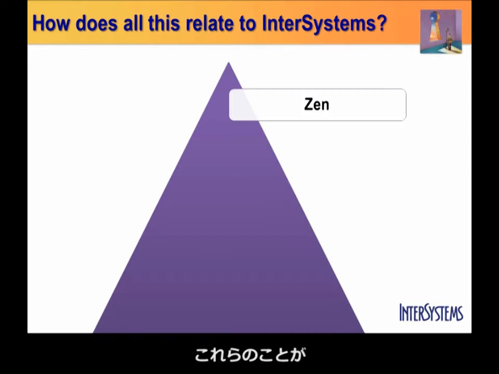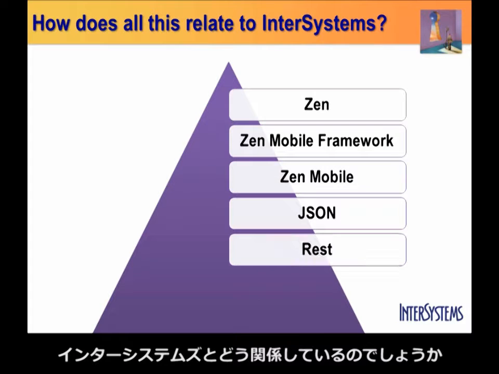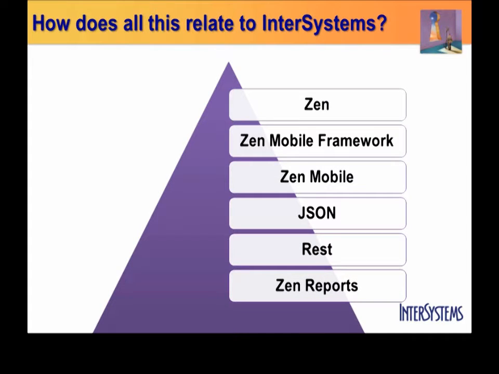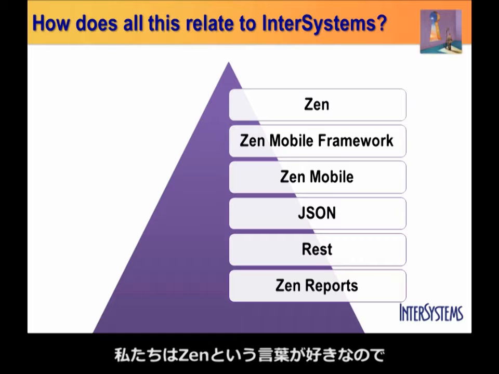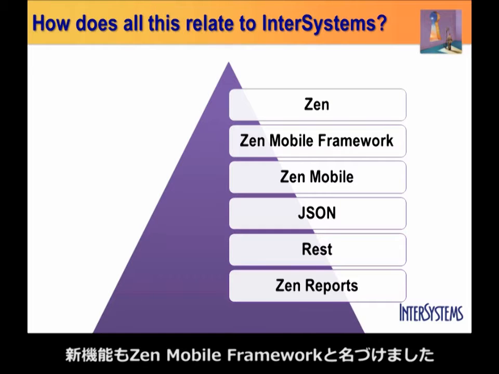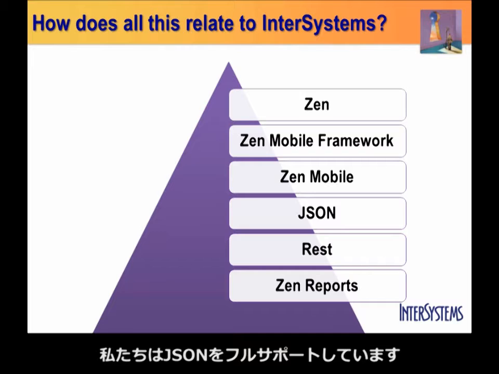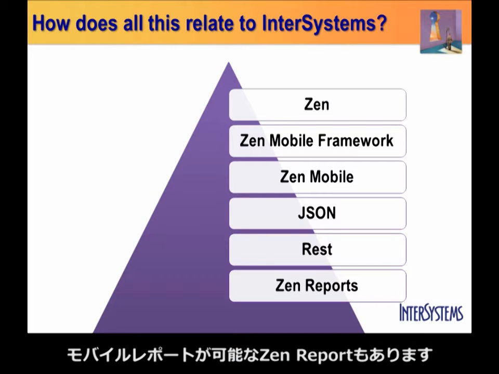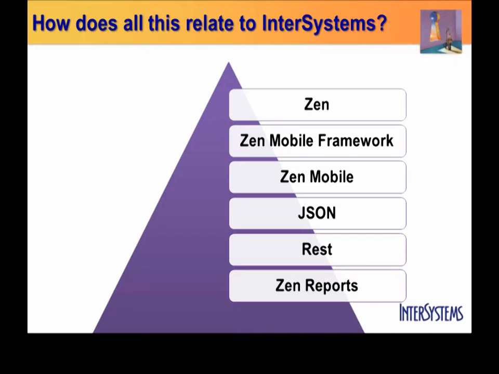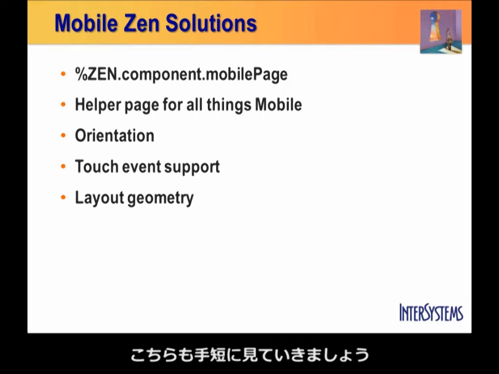Okay. So very quickly, how does this all relate to InterSystems? We do, like I said, we like the word Zen. So application called Zen. Zen Mobile Framework is a new one, as I was mentioning. We have full JSON support. We've started introducing REST, and we have Zen Reports for you to be able to do mobile reports. Okay. Very quickly, I'm going to go through this.